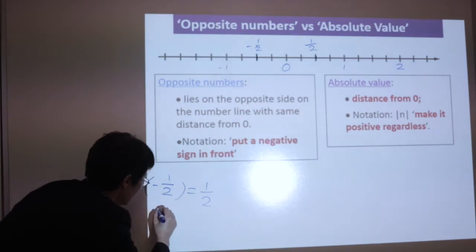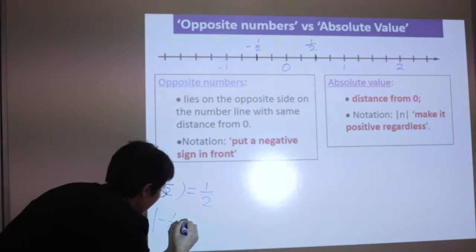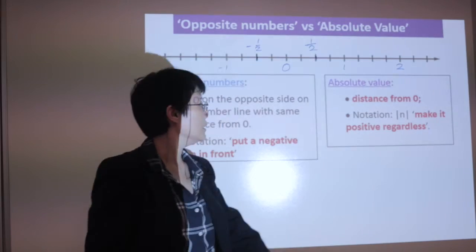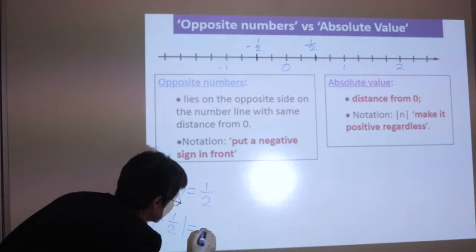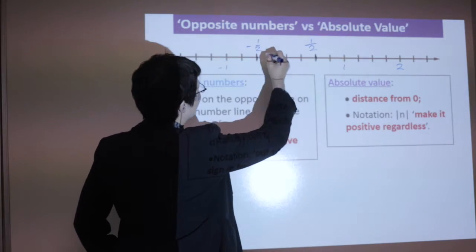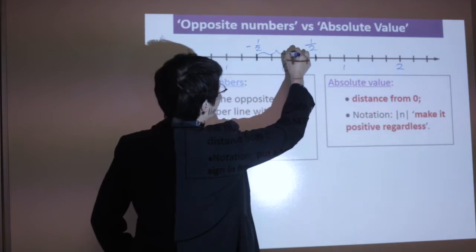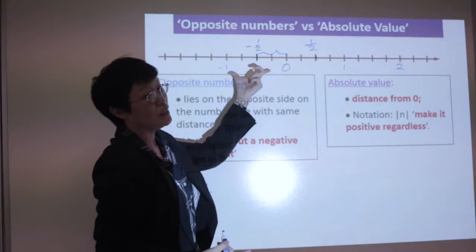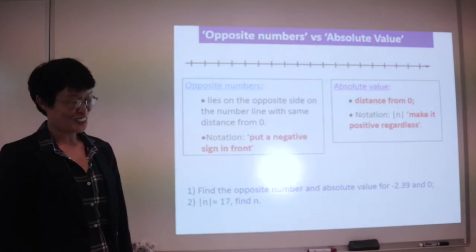Absolute value: put negative half inside the absolute value. Everything put inside, just make it positive, regardless. So it's half, because the distance from negative half to the origin is just half a unit.